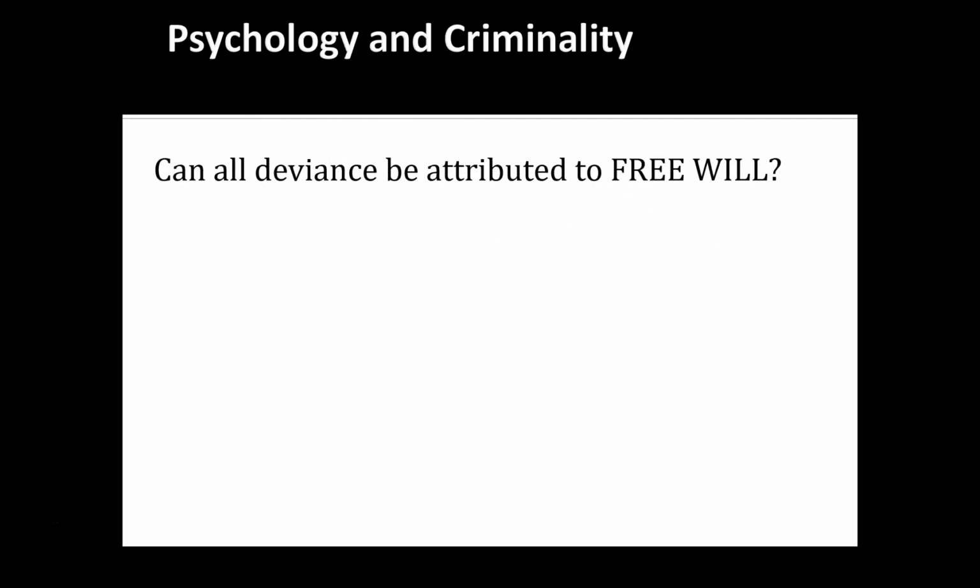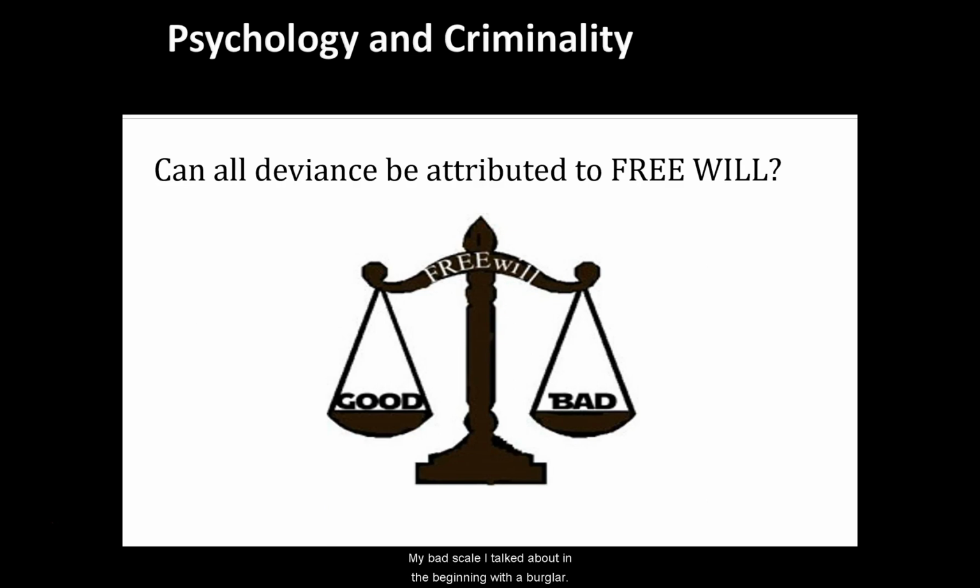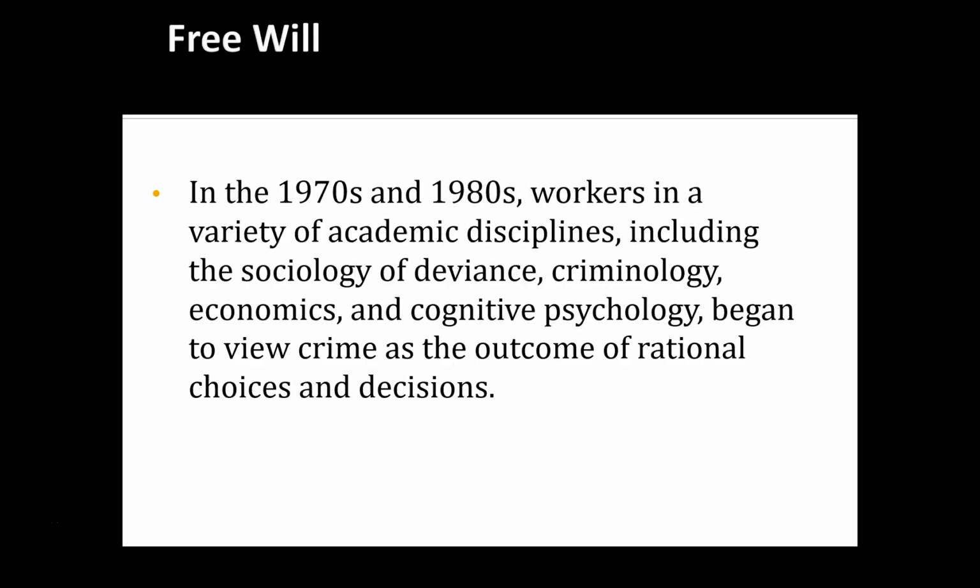So, in the end, can all deviance be attributed to free will? Remember that scale I talked about in the beginning with the burglar? Well, here it is again. Free will, good and bad. Something we need to think about. In the 1970s and 80s, workers in a variety of academic disciplines, remember, I'm talking again about theorists, including the sociology of deviance, criminology, economics, they're doing it again. They're thinking about what it is that causes people to do what they do.